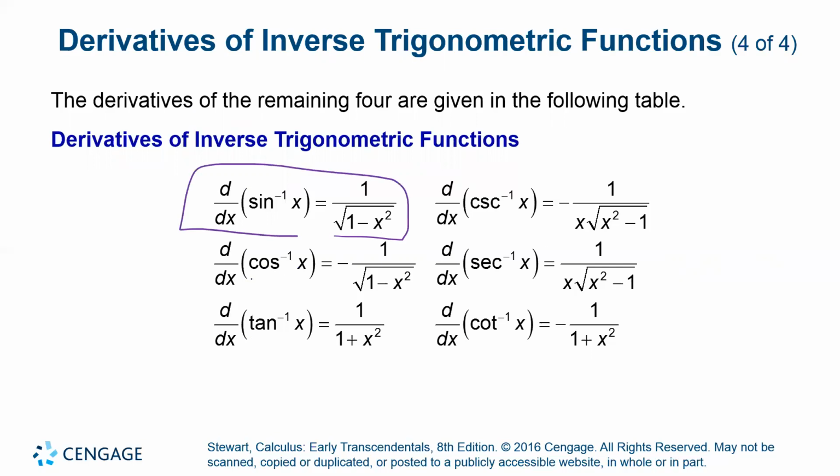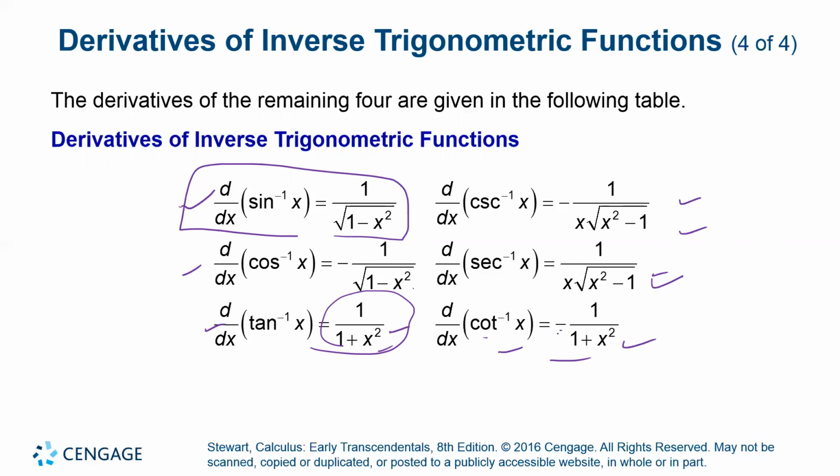Now, if you differentiate the arc cosine of x, you get the negative of that. And then tangent will be 1 over 1 plus x squared. And then cosecant, and secant is that, and the cotangent is 1 over 1 plus x squared, but the cotangent is minus. These pairs are analogous, except that one is negative, one is positive. Just know one of them and know that the cosine is negative. For tangent and cotangent, know that of tangent, and the cotangent is the negative of the tangent.